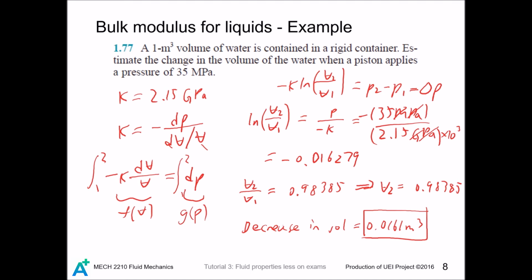With such a high pressure, the change in volume is less than 2%, so it makes sense to assume that water is incompressible in most engineering calculations.